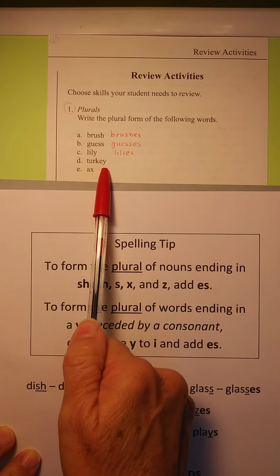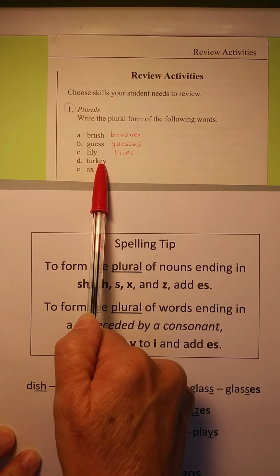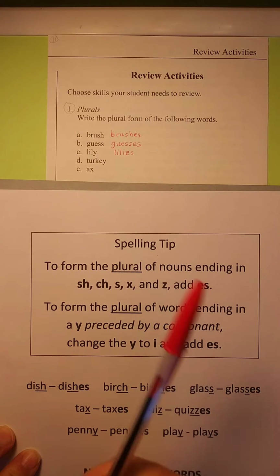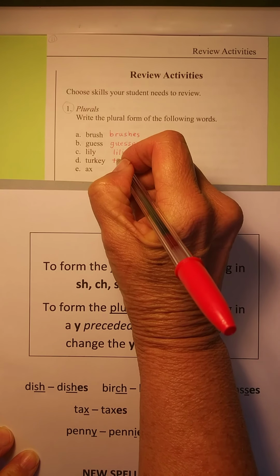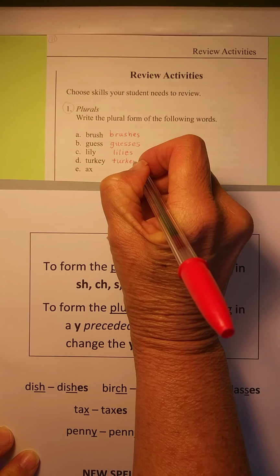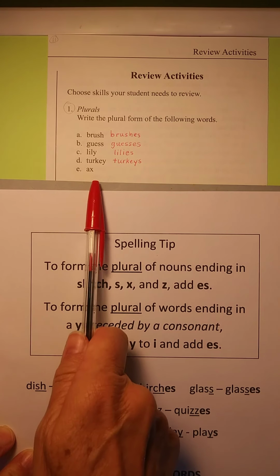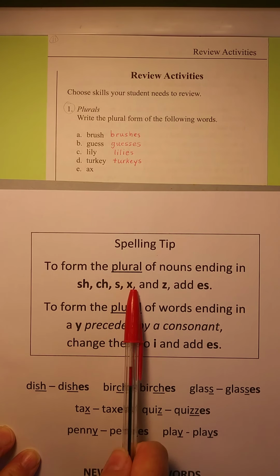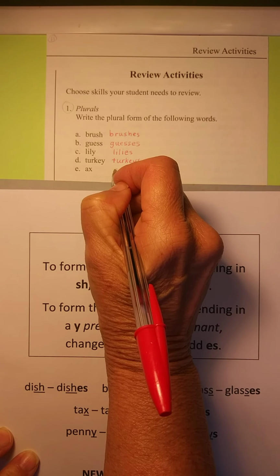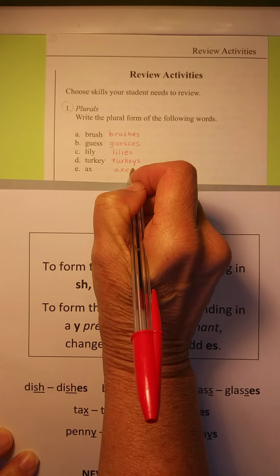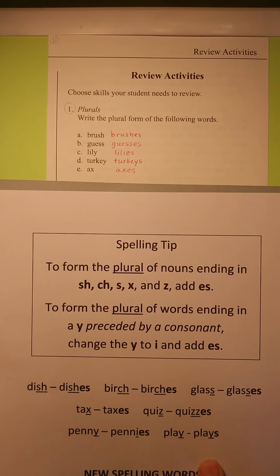Turkey ends in a Y also, but it is preceded by an E, which is a vowel, so we're not going to change this to an I, only if it was preceded by a consonant like lily. So this will end up being turkeys with just a plain old S. And axe ends in an X, which is one of those key letters. It becomes axes. Axes. How many axes do you have?